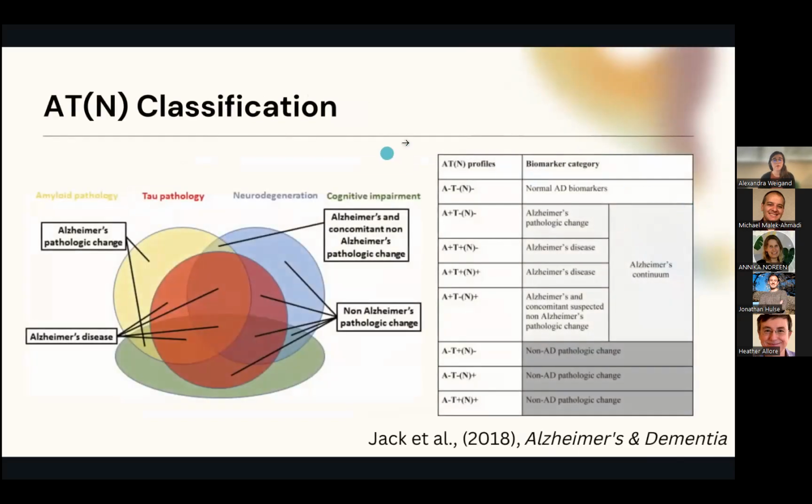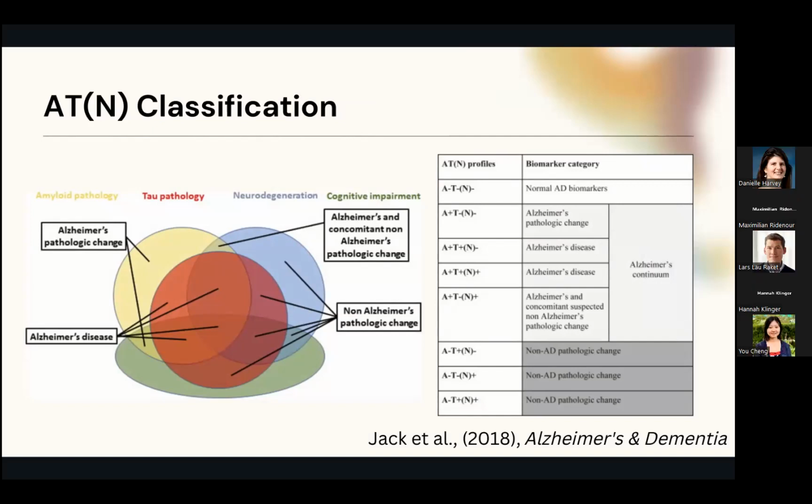This relates to a more recent classification or Alzheimer's biomarker staging scheme called the ATN classification scheme. And ATN stands for those three pathologic hallmarks I mentioned: amyloid, tau, and neurodegeneration. And I'll be focusing more so on amyloid and tau in particular today. So you can see from the chart on the right here that there are 8 different classifications you can get with either biomarker positivity for amyloid, tau, and or neurodegeneration, or negativity for amyloid, tau, and or neurodegeneration.